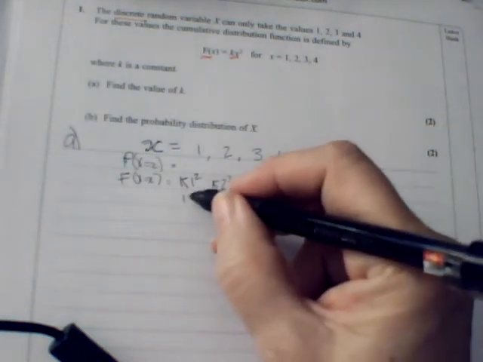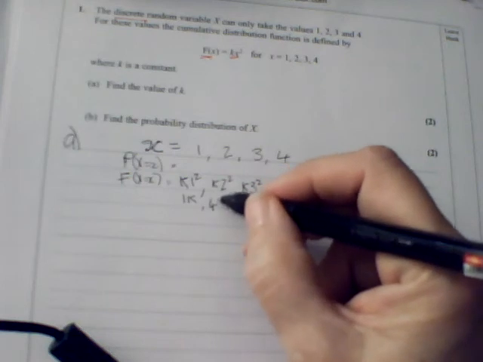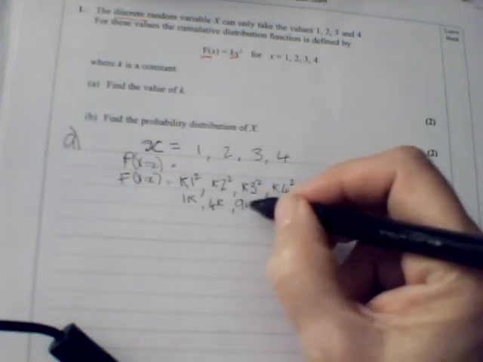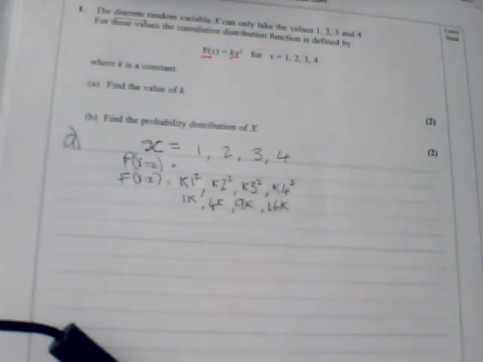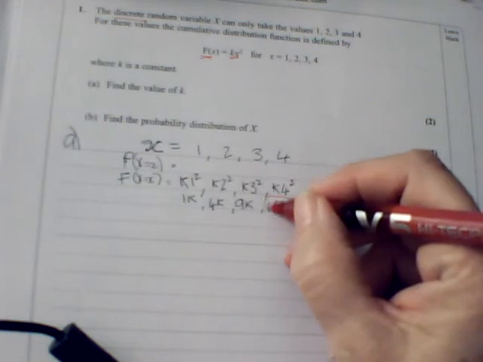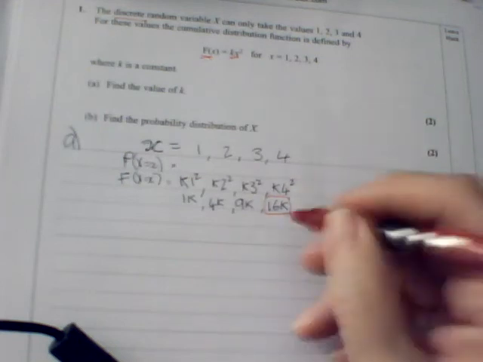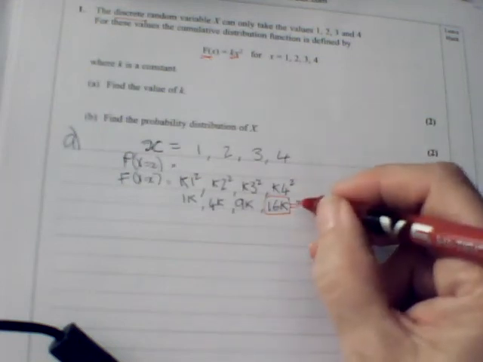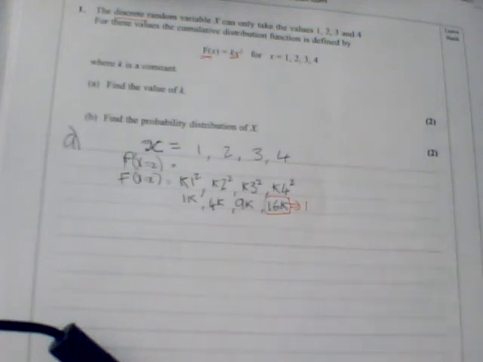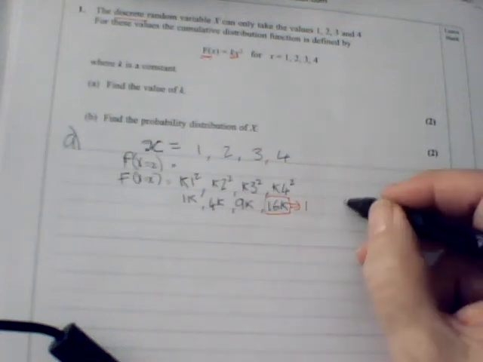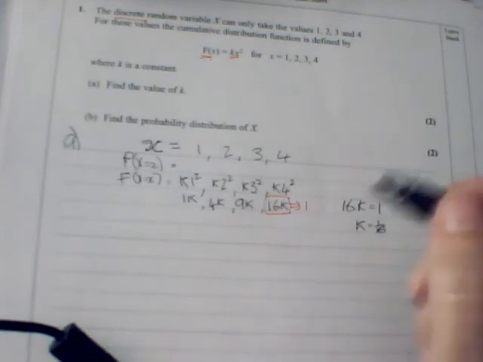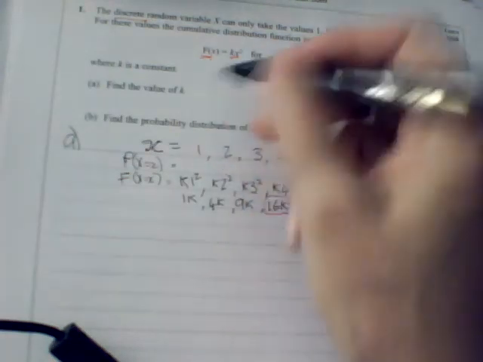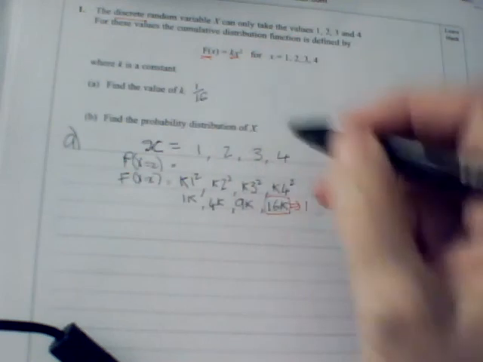We're going to go, so that's 1k, 4k, 9k, and 16k. And what do we know about this? Once we get to 16k, because it's a cumulative one, that part has got to equal 1. So we know that 16k equals 1. If 16k equals 1, then k must equal 1 over 16. So there we've found the value of k. 1 over 16 is the answer to that.